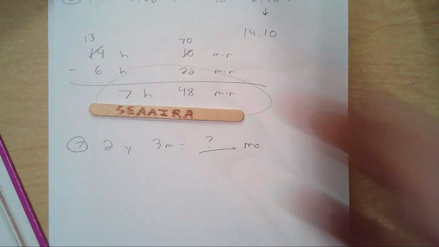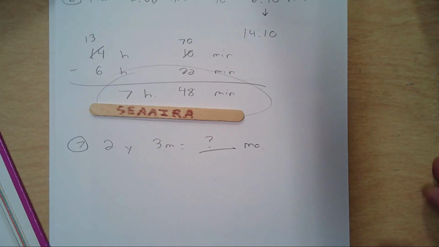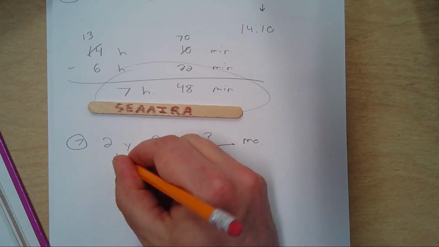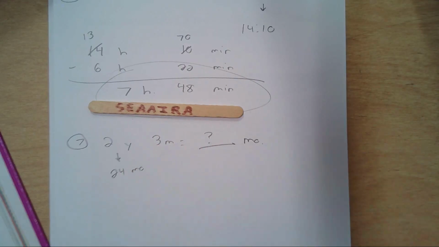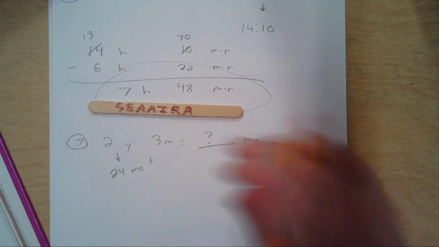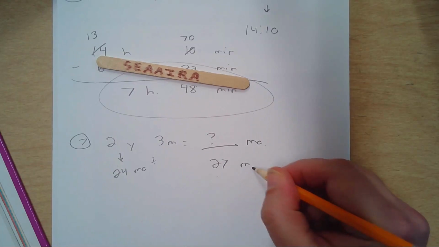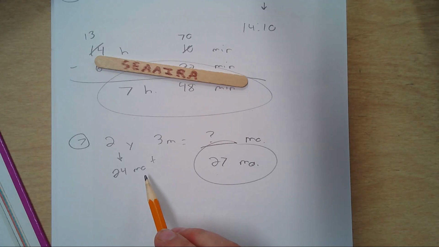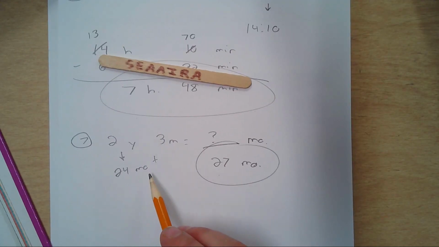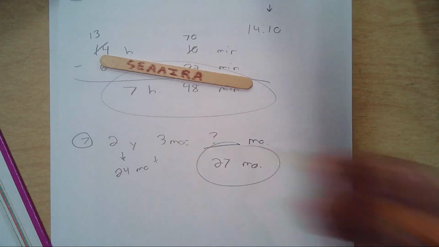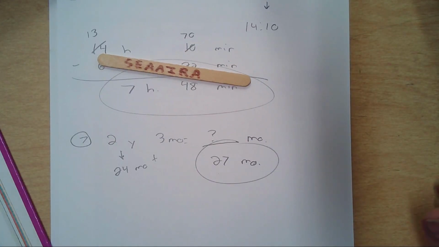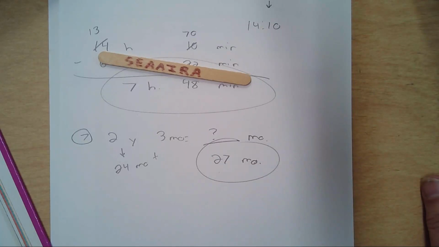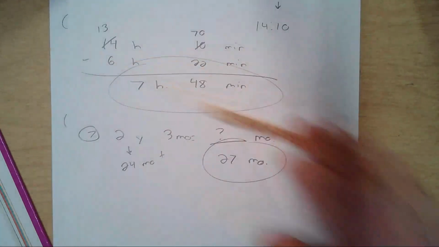So 2 years would be 24 months, and then you just add the 3 months, and it'd be 27 months. 27 months it is. That is correct. Just like she said, let's convert our years to months. 2 years is 24 months, and then add on the remaining 3 months. 24 plus 3 is a grand total of 27.